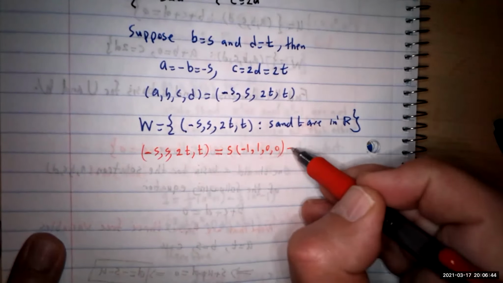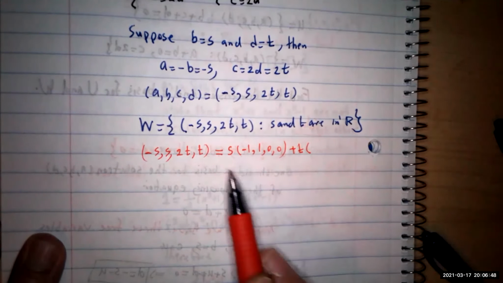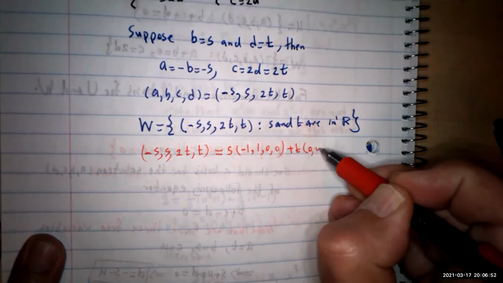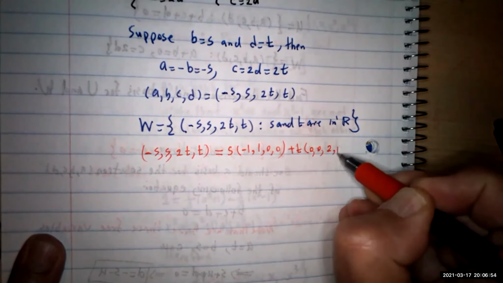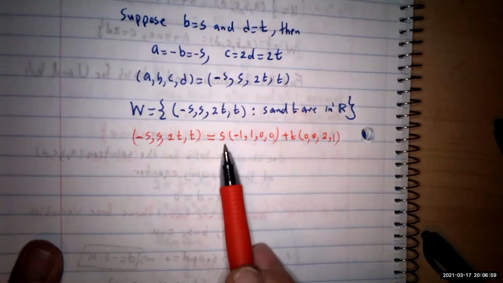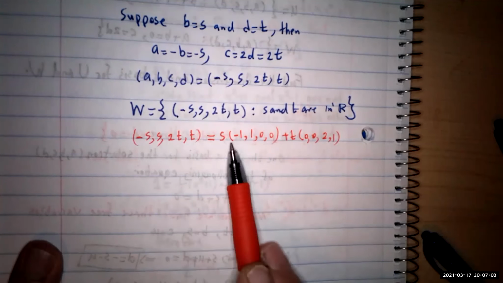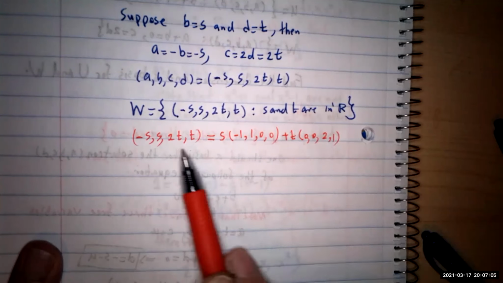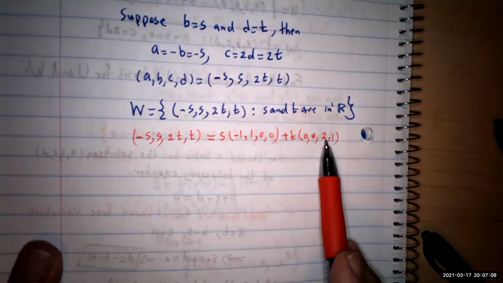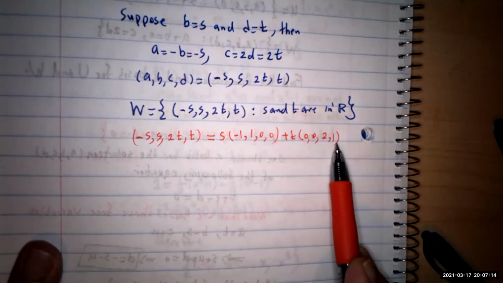Now you pull out the T, so for T, you replace T by 1 and S by 0. So that gives you (0, 0, 2, 1). That's it. You can double check it. If you put them together, the first component gives you negative S, the second component gives you S, the third component gives us 2T, and the last component gives us T.